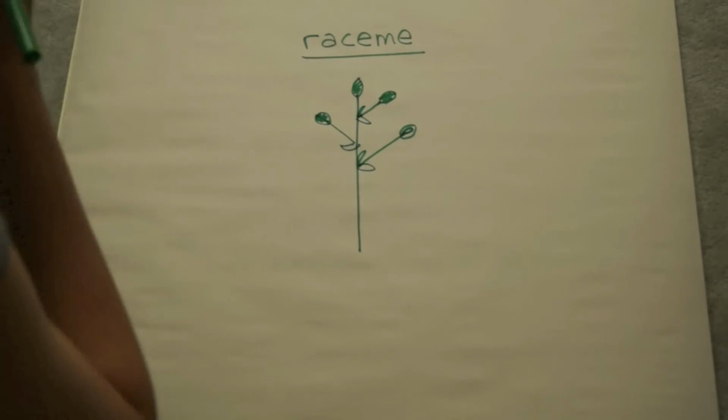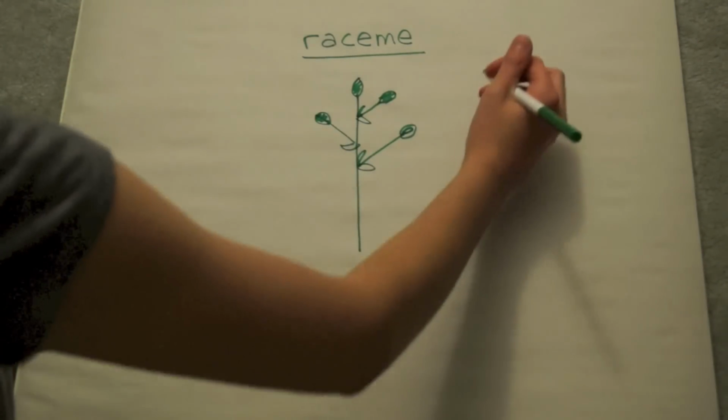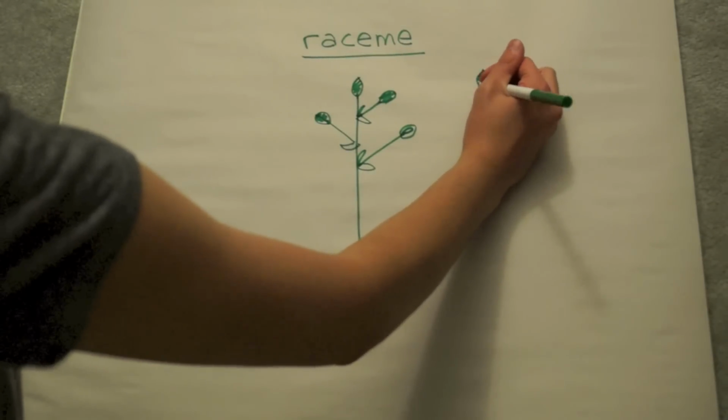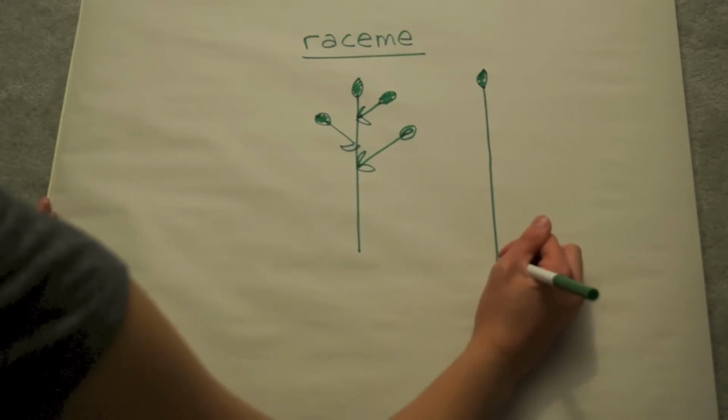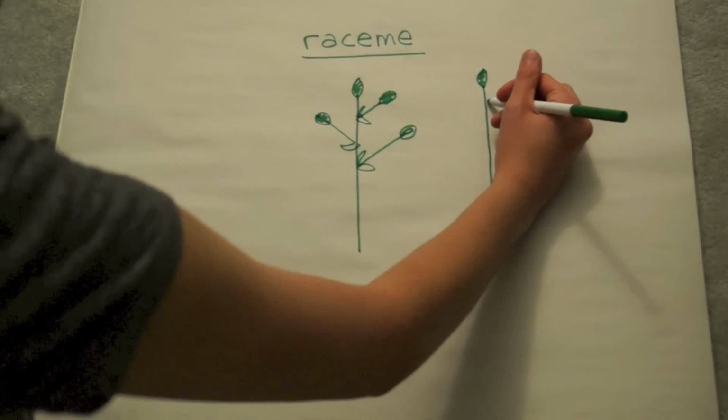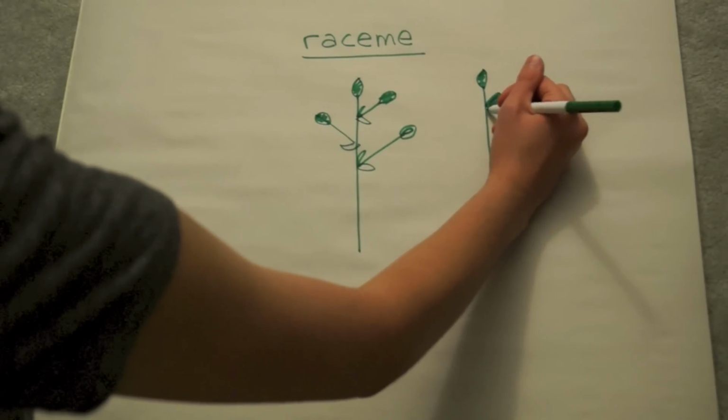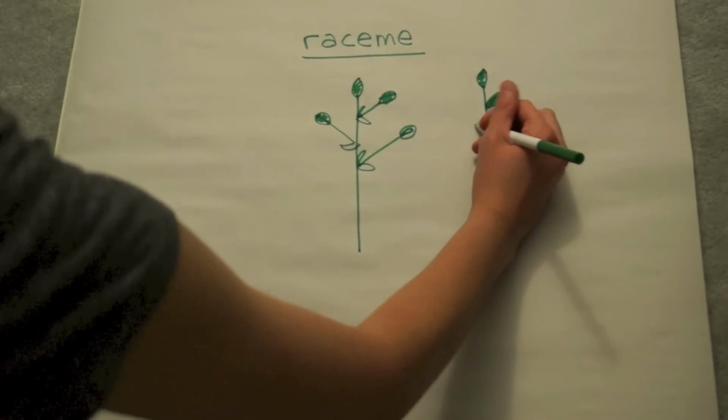A derivation of this as a possibility is a spike. A spike is a raceme, but it doesn't have pedicels. So you have the main peduncle here with the terminal bud at the end, and then you have the flowers coming right off of the peduncle with their little bracts.